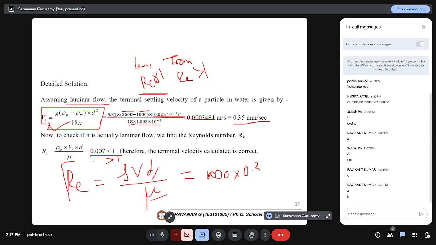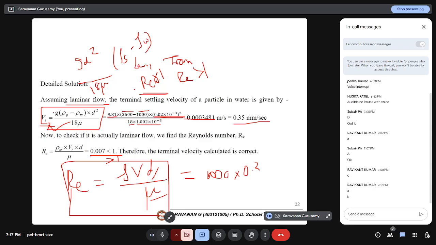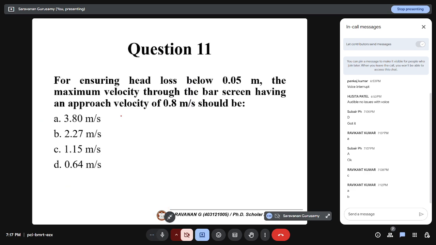These two formulas are very important: the Re formula and the Vt formula for laminar flow. This is Stokes formula. Remember g d square by 18 mu into (rho s minus rho w), or (G minus 1) into rho w. You got it? Yes. So this formula will be repeatedly asked: laminar flow, Stokes law to find the settling velocity.